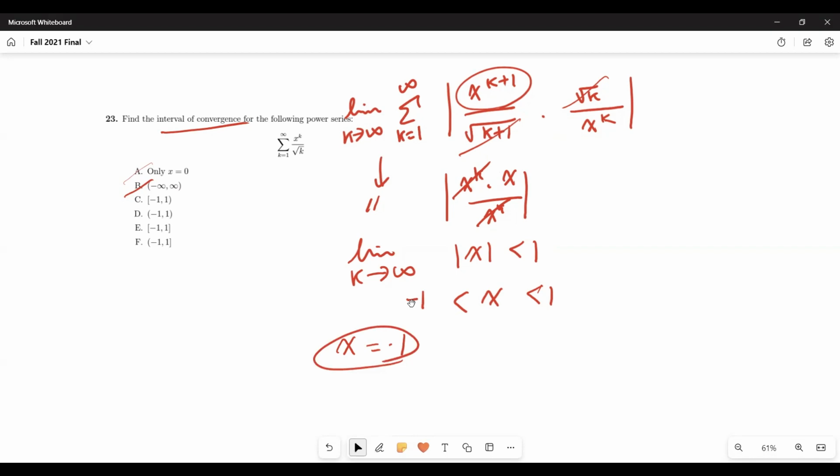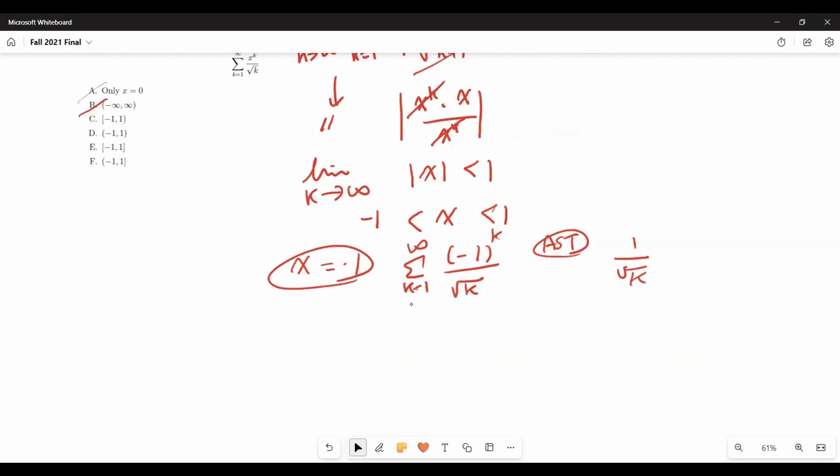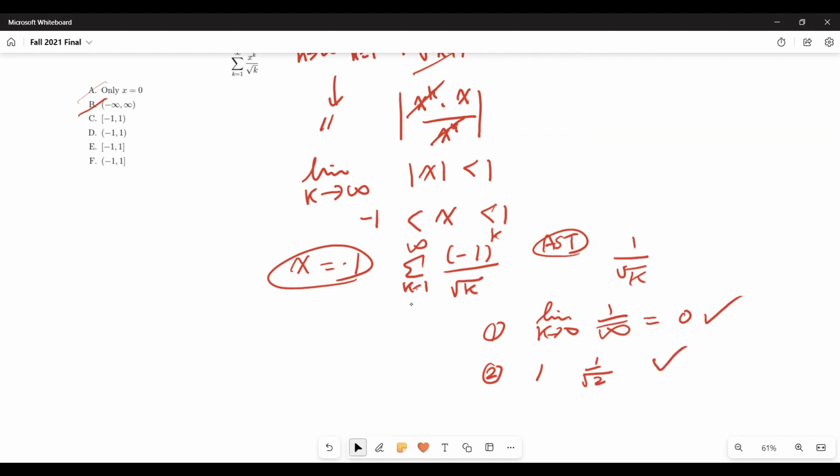If x is equal to negative 1, then the original function becomes the sum from k equals 1 to infinity of negative 1 to the k over square root of k. If you apply the alternating series test, this becomes 1 over square root of k. The limit as k goes to infinity is 1 over infinity, which is equal to 0. So it does meet the first condition. And the second one, it's non-increasing. So it is decreasing: 1, 1 over square root of 2. So it is constantly decreasing. So this is actually meeting the AST. So by the AST, this one is converging.